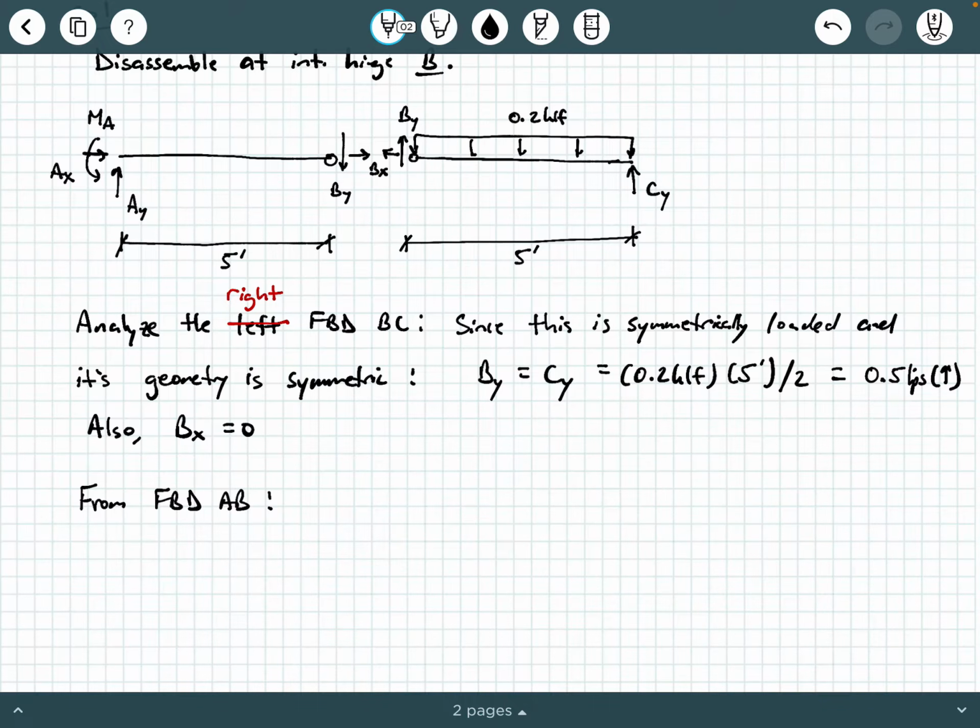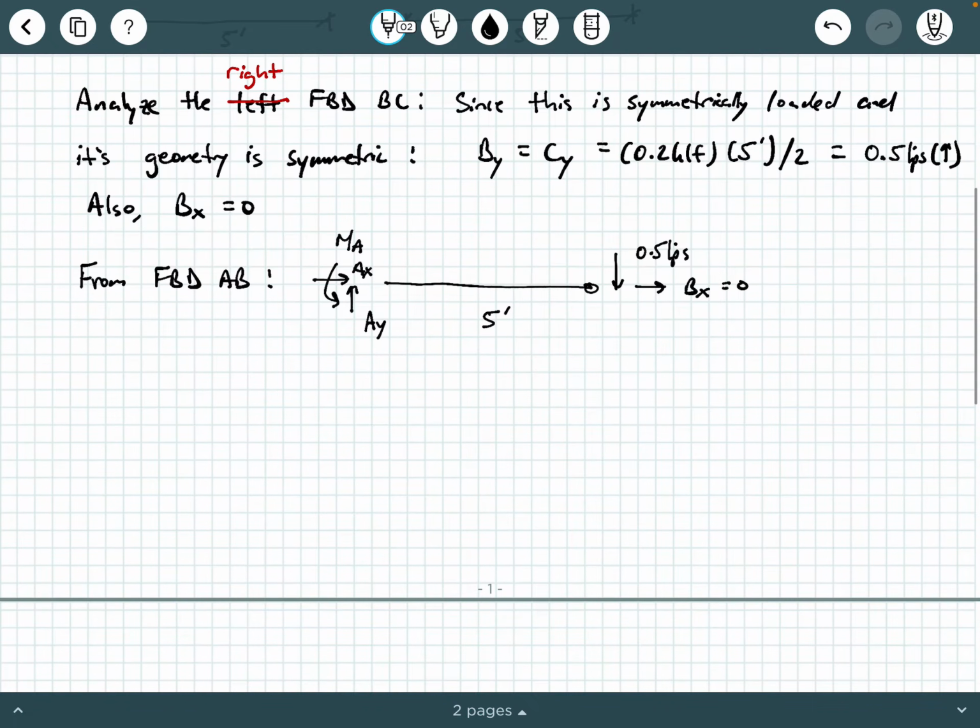So from the free body diagram of AB, which is on the left, we can now say AY is here, MA is here, AX is here, and then BY is 0.5 kips pointing down, and of course BX was 0 from earlier, and that is 5 feet long.